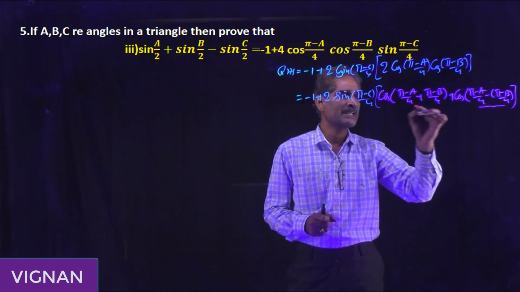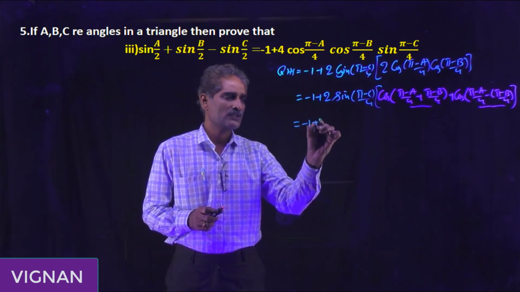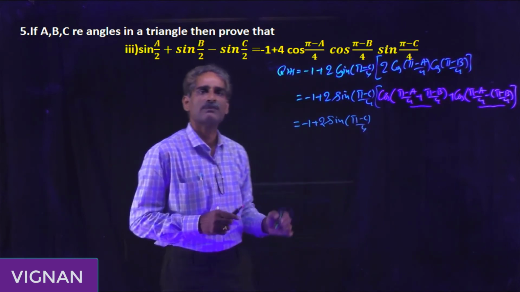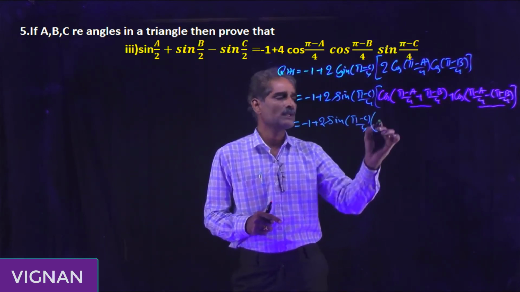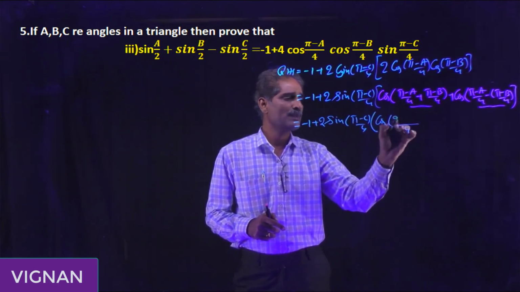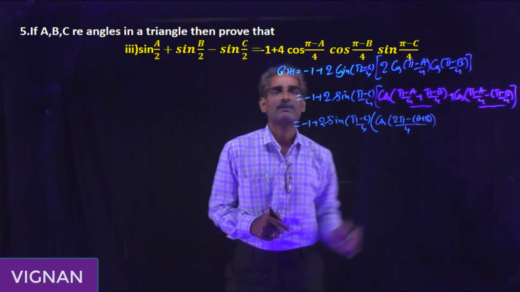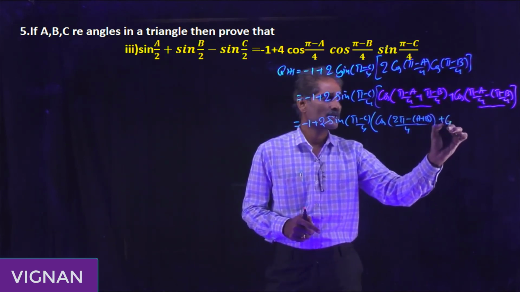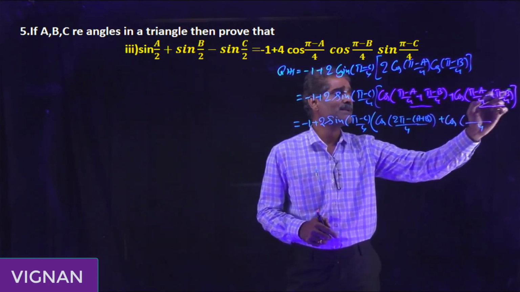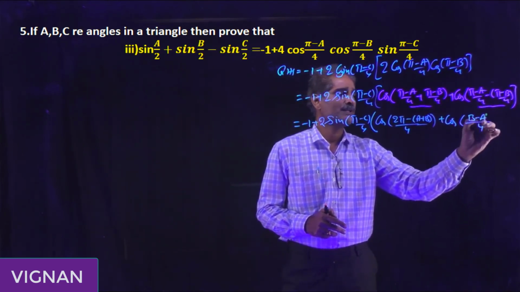Just to simplify these angles first of all. Now minus 1 plus 2 into sin of (pi minus C)/4 into cos of, here the LCM is the same, pi plus pi is 2 pi, and minus A and minus B are there, so you can write (A plus B). Next one, cos of, the LCM is the same, pi minus A minus pi plus B, minus pi plus pi will get cancelled, then we get (B minus A)/4.